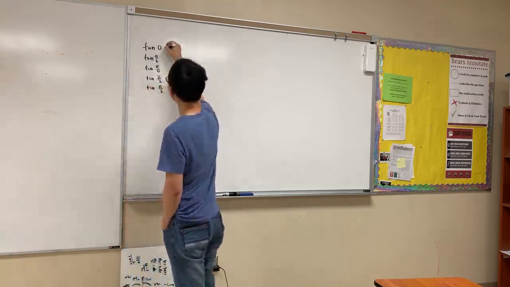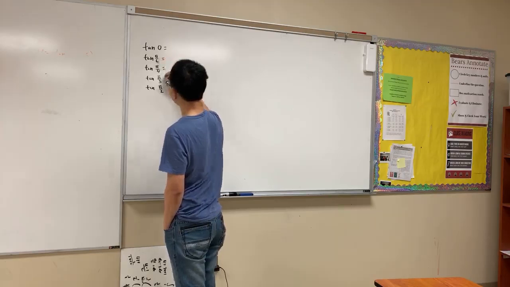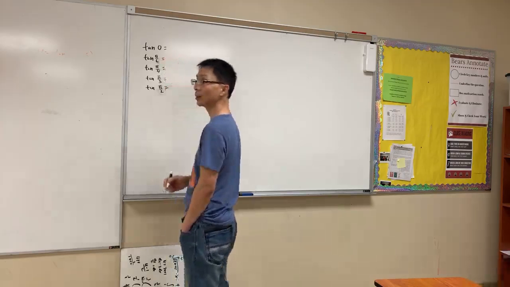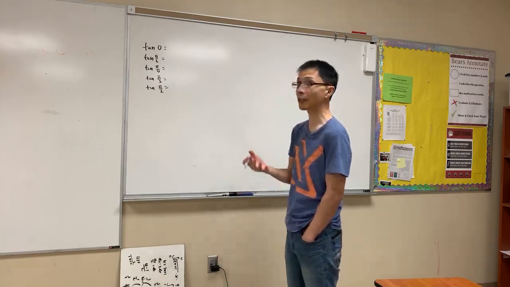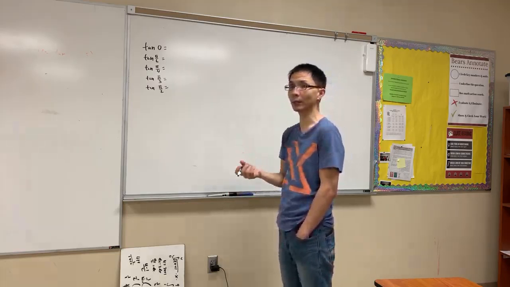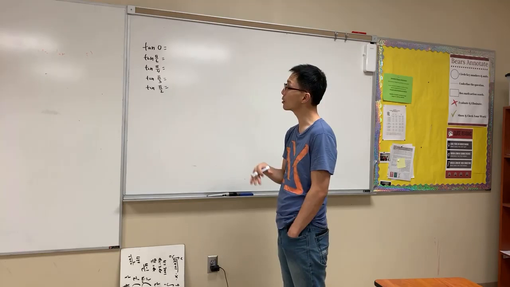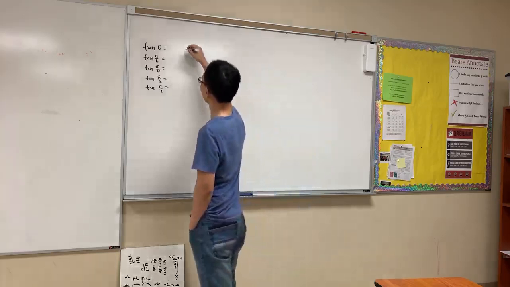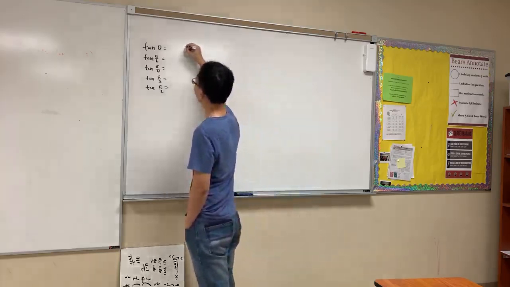Okay, I want you to evaluate those numbers just like the last quiz. So you should know how to do it. Tangent is equal to what over what? Sine over cosine. Sine over cosine. Good.